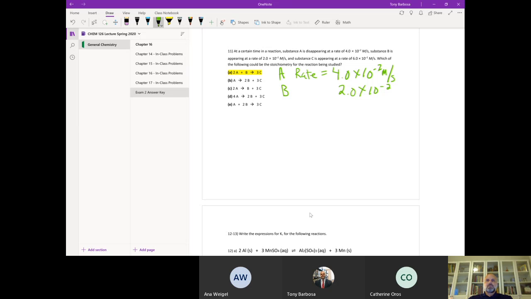I also did put comments on people's worksheets, so feel free to look at your worksheets because I added comments there when I could.